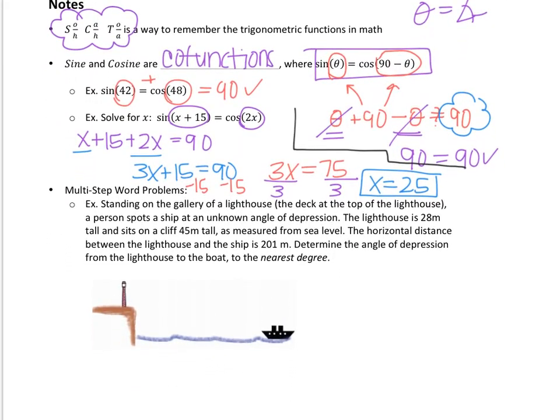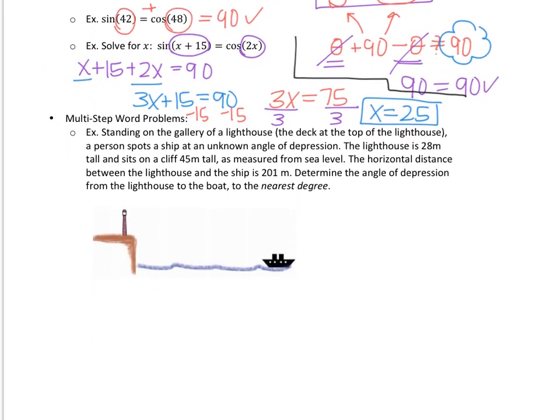Next, we're going to move into these multi-step problems, and I've got this example here so that you can see what I'm talking about by the fact that there's multi-steps or multiple steps. It says, standing on the gallery of a lighthouse, meaning the deck at the top of the lighthouse, a person spots a ship at an unknown angle of depression. So I'm just going to draw this. Depression means look out and then look down. And we don't know this angle of depression, so I'm going to choose to call it theta.